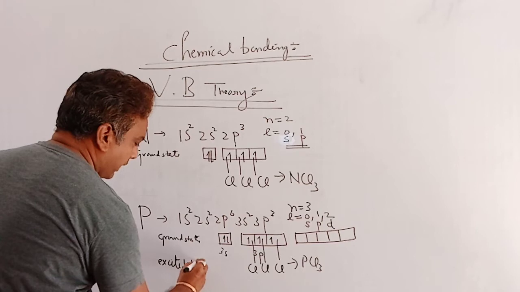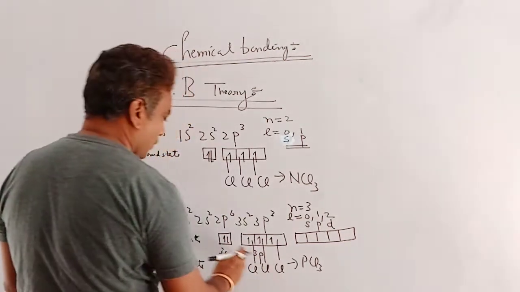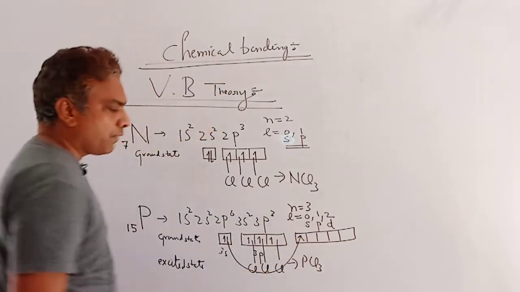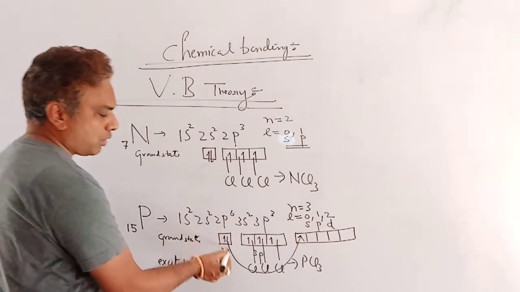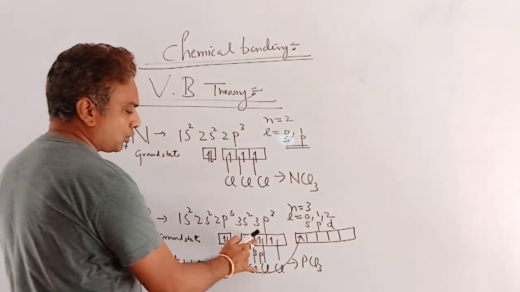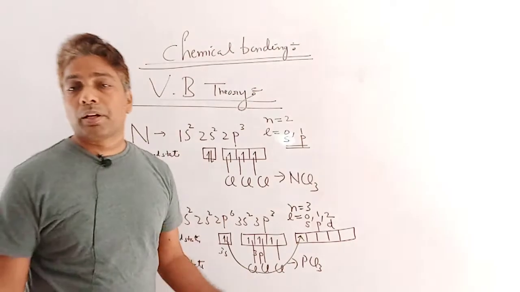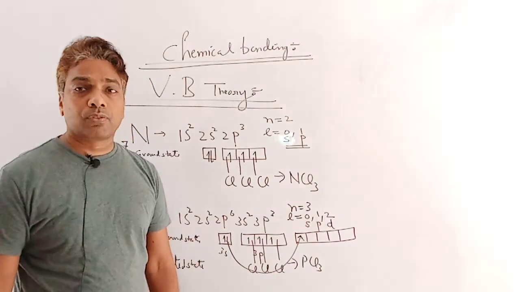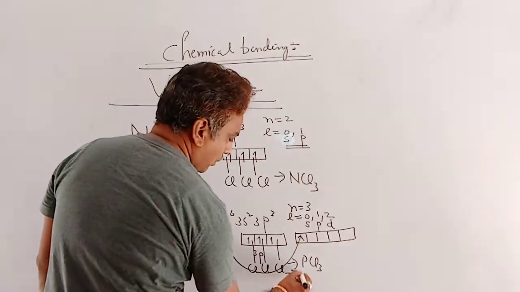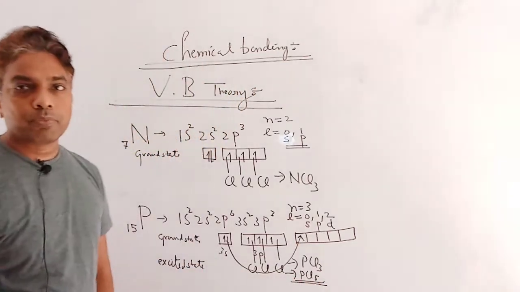So the first excited state of phosphorus contains 5 unpaired electrons. This 3s electron jumps into 3d. So how many unpaired electrons do we have? 1, 2, 3, 4 as well as 5. So how many chlorine atoms are required to pair all unpaired electrons of phosphorus? 5 chlorine atoms are required. So in case of the first excited state, PCl5 is formed. Clear?